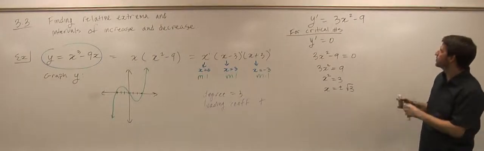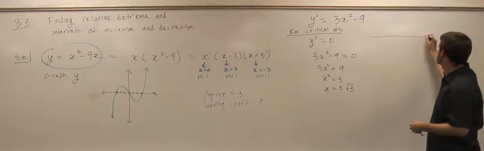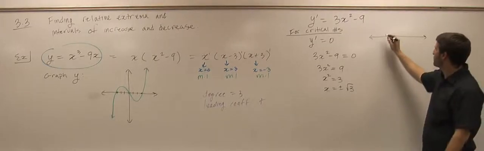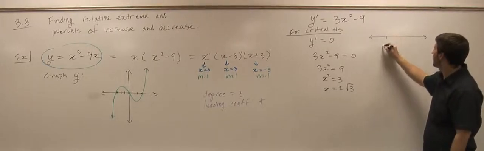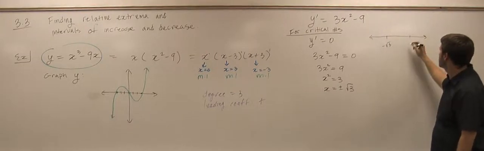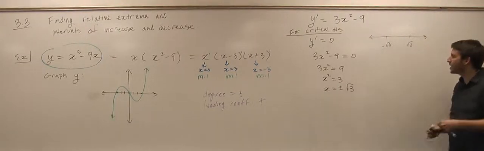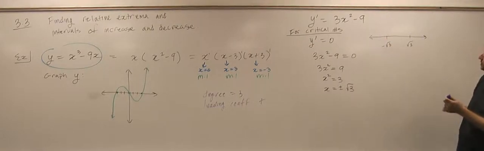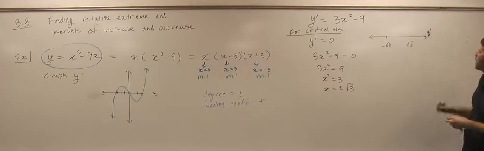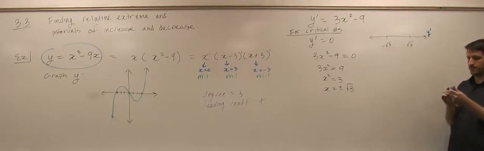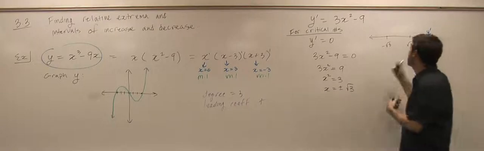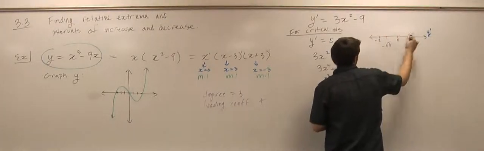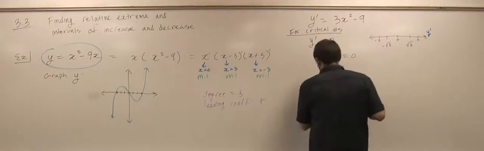I'm going to make you a little chart. Because I like charts. I have a critical number at negative root 3 and a critical number at positive root 3. I would like to test what happens to my derivative, right? So this is going to be what happens to y prime in between. So for example, if I plug in 0 to y prime, what happens? And if I plug in negative 2, what happens? And if I plug in 2, what happens?